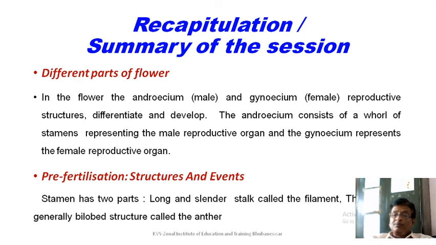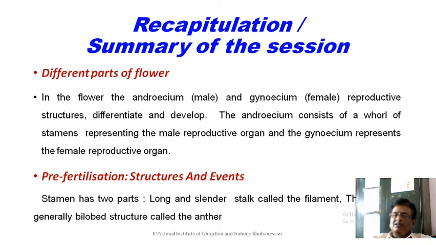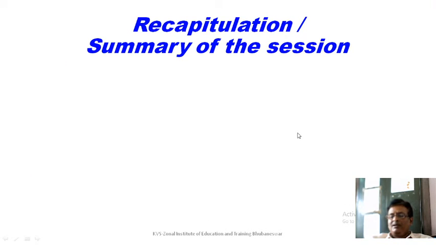Let us recapitulate. What are the different parts of a flower? The androecium, gynoecium, the calyx and the corolla. Basically, the androecium and gynoecium, because they are the reproductive parts of the flower. What are the various pre-fertilization structures and events? We talk about the stamen. It has two different parts, the anther and the filament.